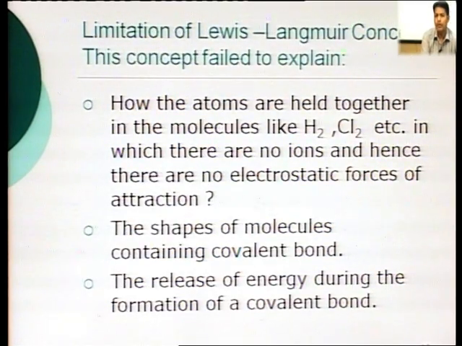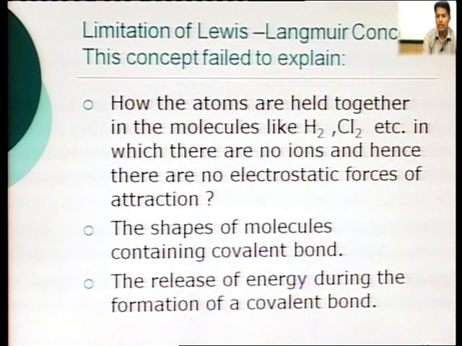Limitations of the Lewis-Langmuir concept. This concept failed to explain how the atoms are held together in molecules like hydrogen, chlorine, etc., in which there are no ions and hence no electrostatic force of attraction. It also fails to explain the shapes of molecules containing covalent bonds. So, this concept does not tell about the shapes of molecules.